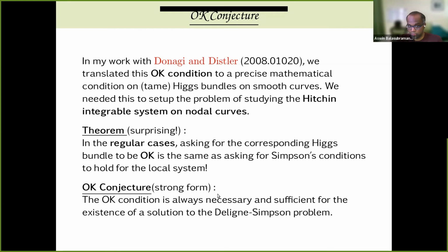So this was surprising to us. So we then went and played around with more examples, relaxed this condition that one of the conjugacy classes has to be regular. And we always found that this is true. So this gave us confidence to make a bold conjecture that, at least in the strong form of the conjecture, it says the OK condition is always necessary and sufficient for the existence of a solution to the Deligne-Simpson problem.